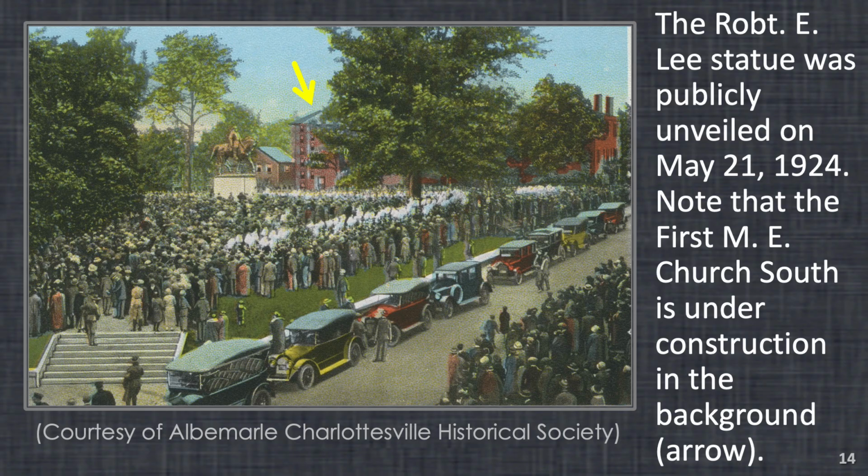The General Robert E. Lee statue was publicly unveiled on May 21, 1924. Notice that the First Methodist Episcopal Church South is under construction in the background, as indicated by the yellow arrow. Among the crowd, individuals in white hooded robes can be seen.